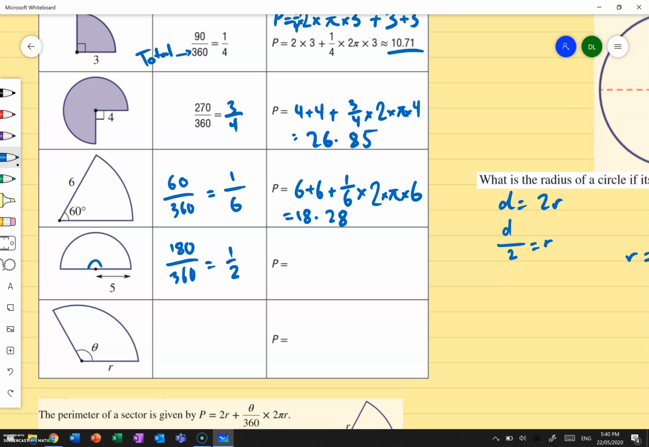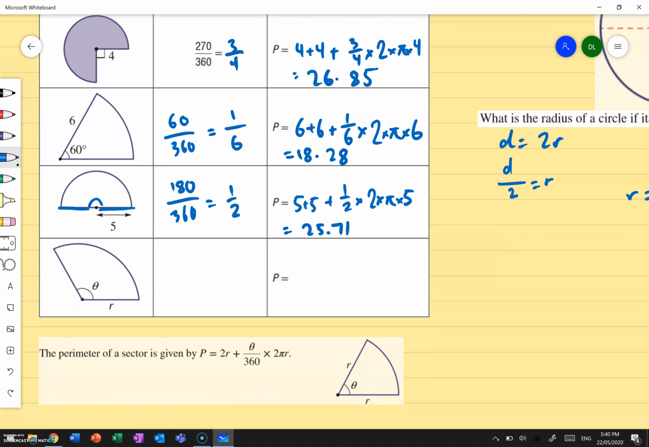So my perimeter, once again, I go for the straight lines on the ends. So 5 plus 5, plus half times, and then my formula, 2 pi r, times 2 times pi times r, my r is 5, and that gives me an answer of 5 pi plus 10, which is 25.71.